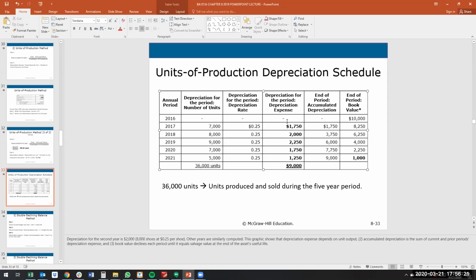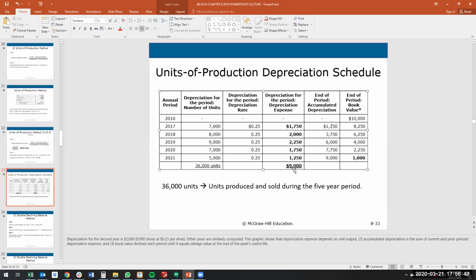We know that our salvage value is actually 9,000. We can't get above that for our accumulated depreciation because we know it's only 9,000. And so then we take our depreciation for the number of units, 7,000 times 25 cents. We got the 25 cents by dividing the total amount of units, 36,000, into the 9,000. So the depreciation expense, 1,750. That's 7,000 times the 25 cents.